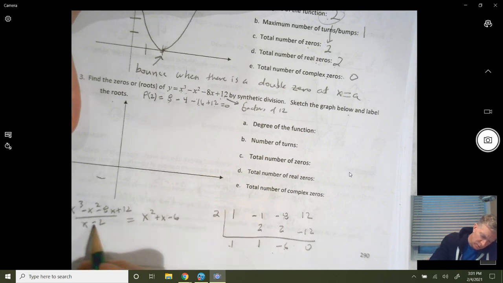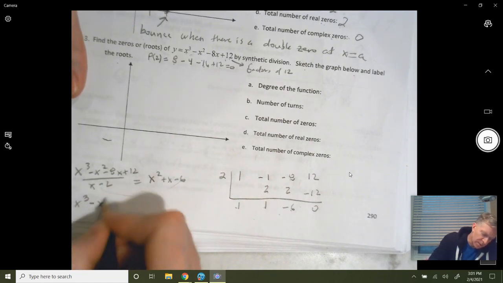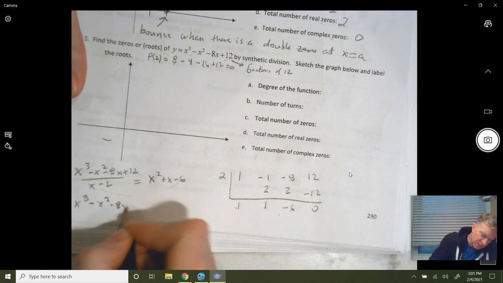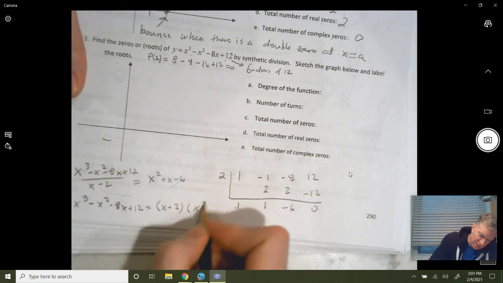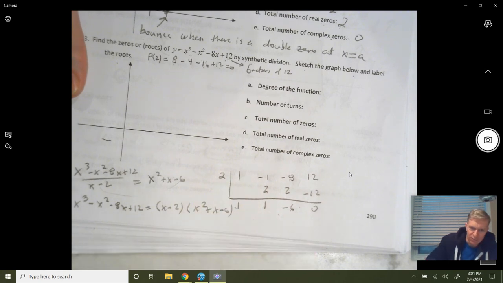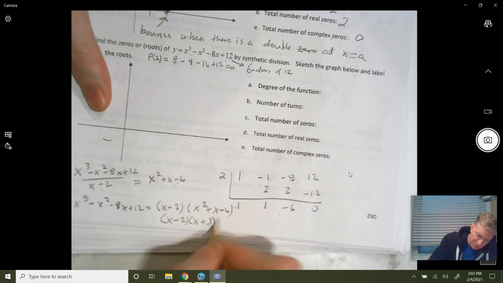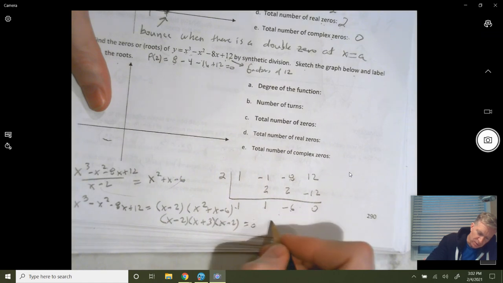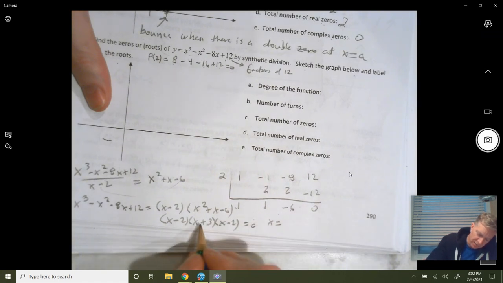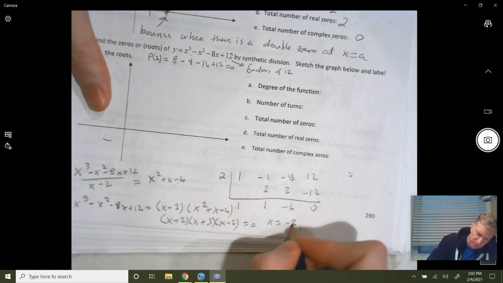So multiplying this over to the other side, we get x cubed minus x squared minus 8x plus 12 equals x minus 2 times x squared plus x minus 6. Fortunately, that's going to factor also. We get x plus 3 times x minus 2. If we set that equal to 0, our zeros are going to be x equals negative 3, positive 2, positive 2. Negative 3, 2, and 2.